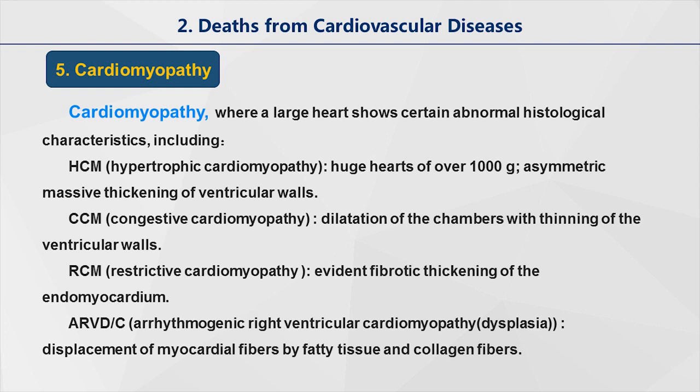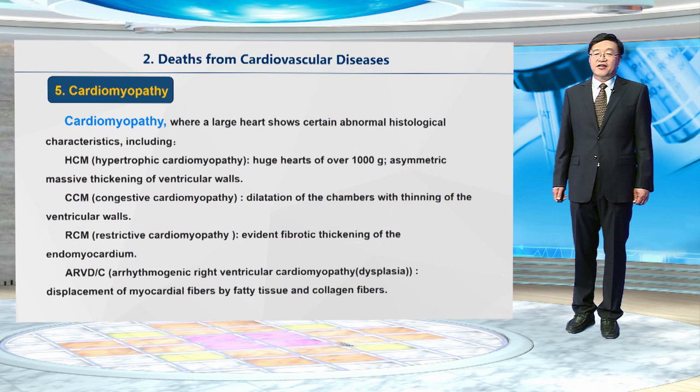Fifth, cardiomyopathy. Cardiomyopathy, where a large heart shows certain abnormal characteristics, includes hypertrophic cardiomyopathy, with huge hearts of over 1,000 grams and asymmetric massive thickening of the ventricular walls; congestive cardiomyopathy, or dilation of the chamber with thinning of ventricular walls; restrictive cardiomyopathy, with fibrotic thickening of the endocardium; and arrhythmogenic right ventricular cardiomyopathy, with displacement of myocardial fibers by fatty tissue and collagen fibers.